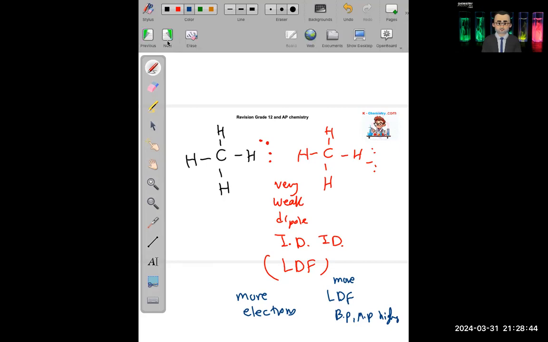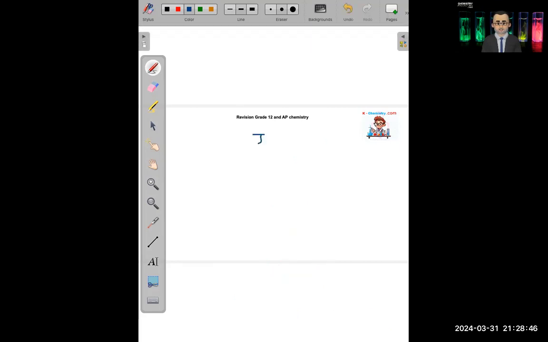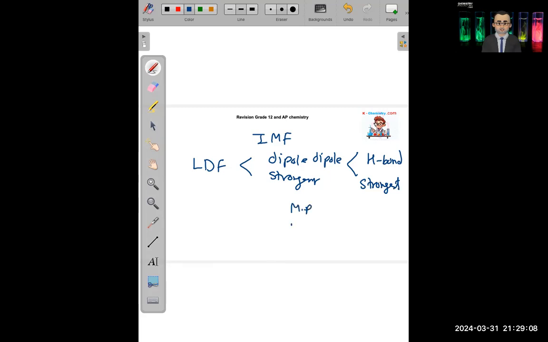So if we want to arrange the types of intermolecular forces according to strength, we will find that the LDF is the weakest, the dipole is stronger, and the strongest of them is the hydrogen bonding. So although it is a type of the dipole, it is the strongest one. So if you compare the melting point and boiling point of them, of course, it will be higher as we go to the right.